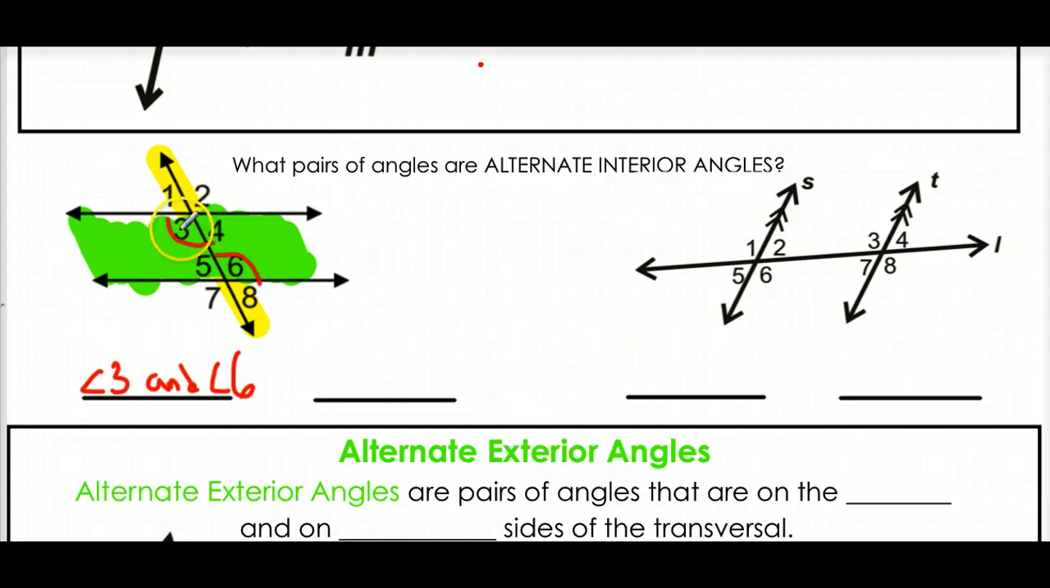You need an angle from both lines. I couldn't say 4 because that would be a linear pair. These are alternate interior angles, one on each line, the top line and the bottom line, and they're on the opposite sides of the transversal.